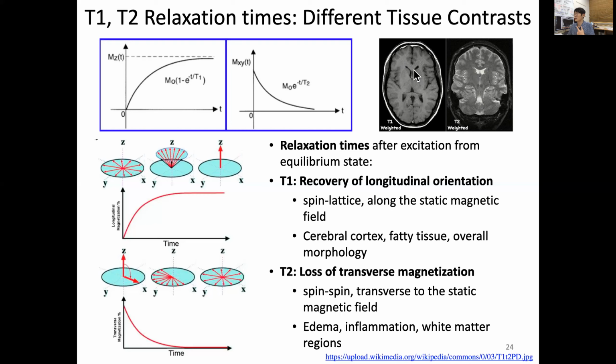You can see the ventricles inside the brain. This strong white signal is showing clearly. So for tissue edema or brain edema, we can use it. And inflammation also involves edema, and white matter regions are clearer here. So that is why we use T2 weighted MRI.